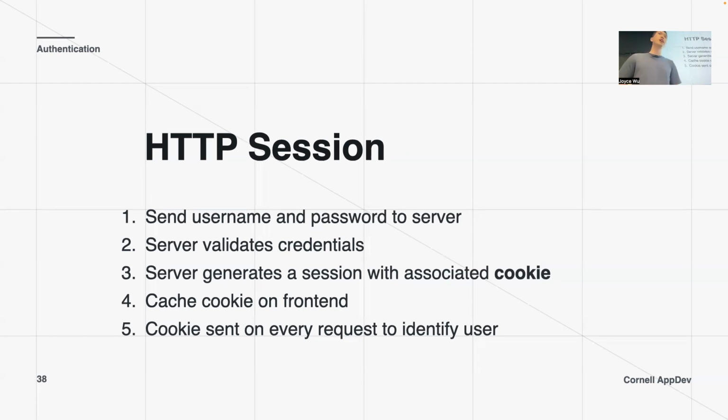And now every time you want to access an authorized route, or a route where you need authorization, you can just send the cookie in. And then this way, the server can check whether or not that cookie is valid, whether or not that session is valid, and then give you permission to access those routes.